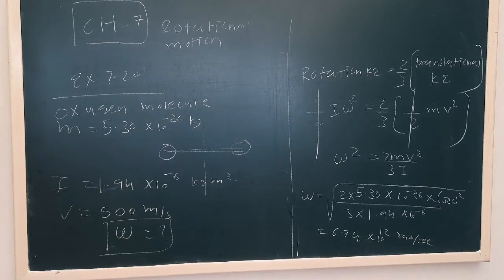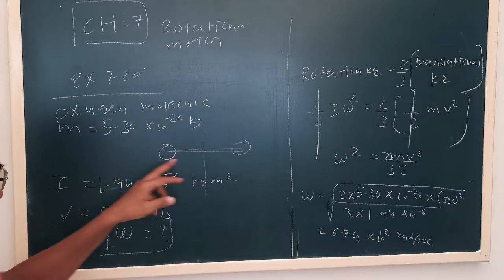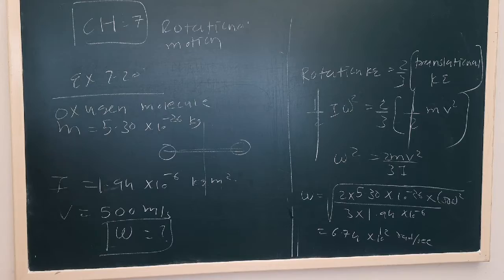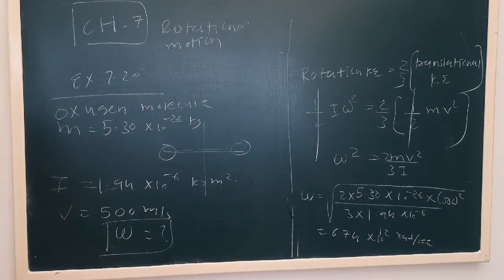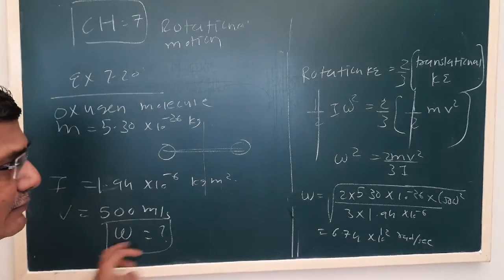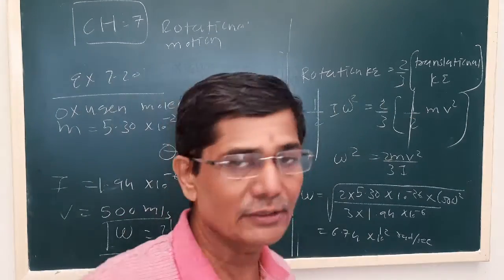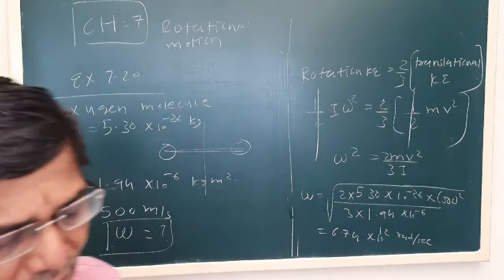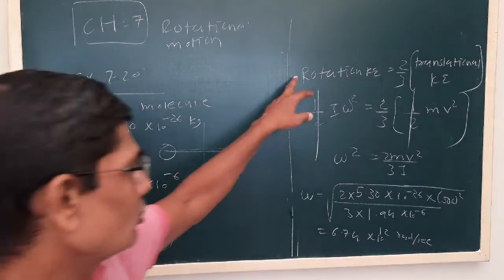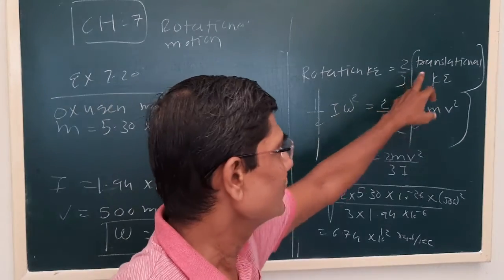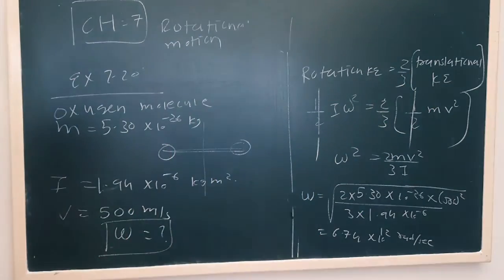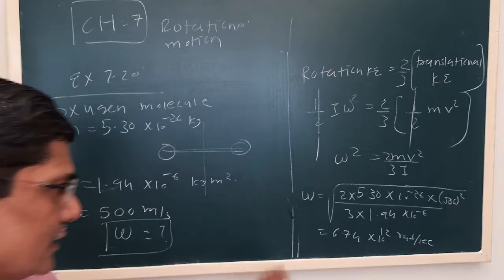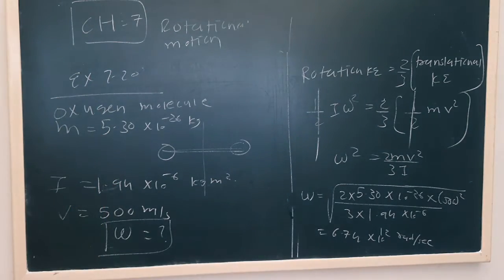Okay, so here we know oxygen is a diatomic molecule, that is O2. The moment of inertia about the axis passing through the center of mass is given, I is given, V is given. Given condition, rotational kinetic energy is 2/3 of translational kinetic energy. See, we have to calculate the angular speed. So we substitute the equation. Rotational kinetic energy is 1/2 I omega square. Translational kinetic energy is 1/2 mv square. So if you simplify, we will get the answer. So this is about exercise number 7.20.